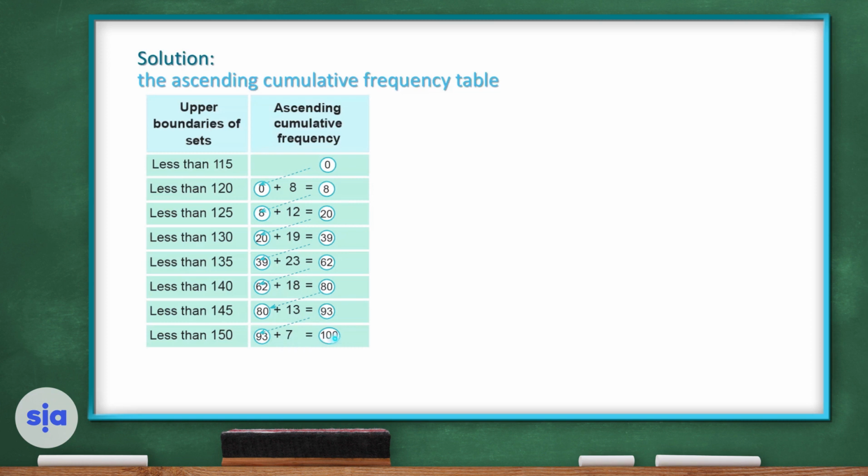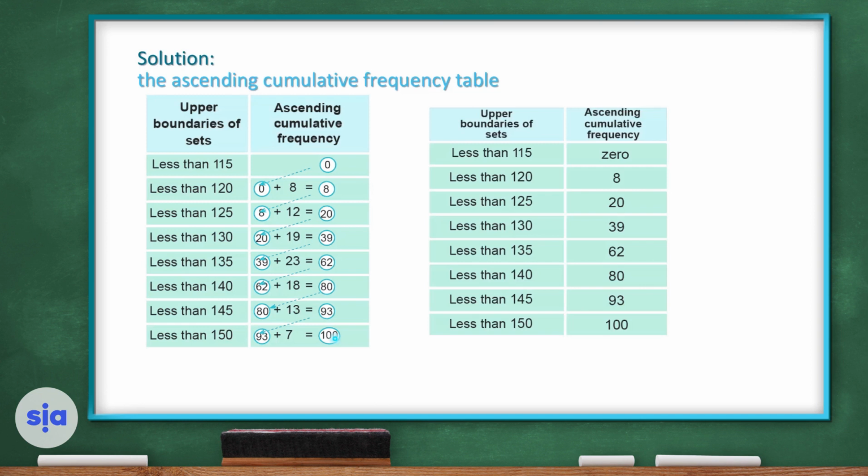There's something here very important for you to check that you are on the right track. The last number in the cumulative frequency table must be the total number of students that we have. So here the last number is 100, and the question says that we have 100 students all in all. So the cumulative frequency table, ascendingly, here we have it. Less than 115 is 0, less than 120 is 8, less than 125 is 20, and so on.